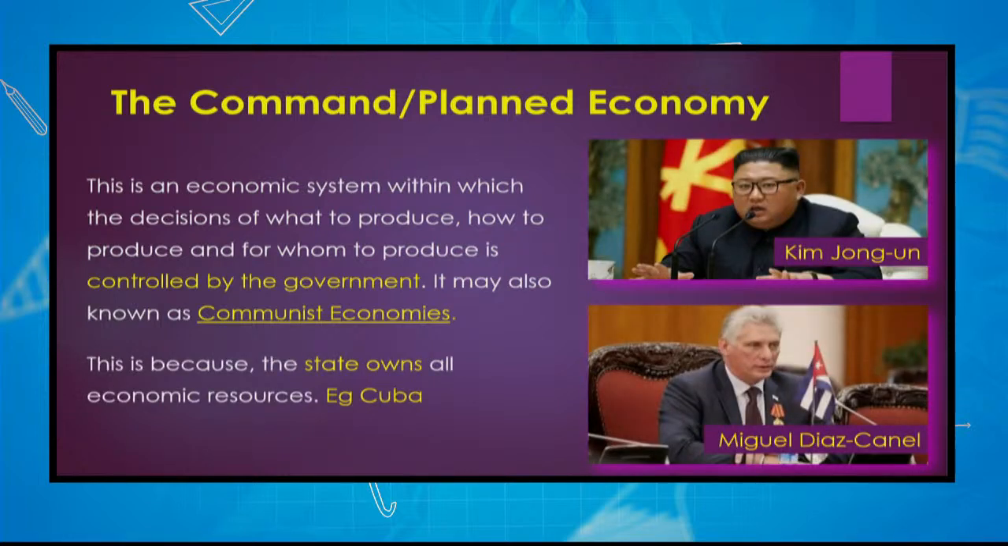So we say that this is a planned economy or a command economy. Why? Because the state does most of the planning, all the planning and controlling of how goods are produced, what goods are produced, and for whom they are produced, coming straight from the government.